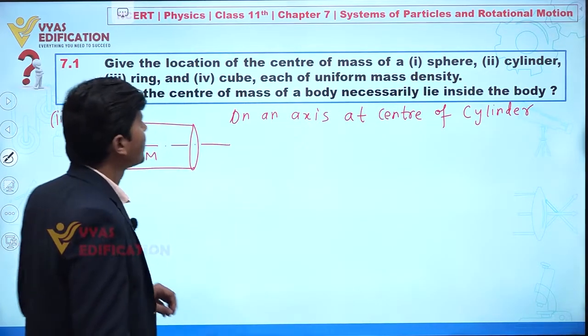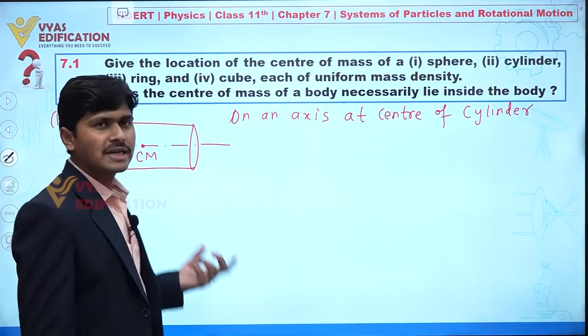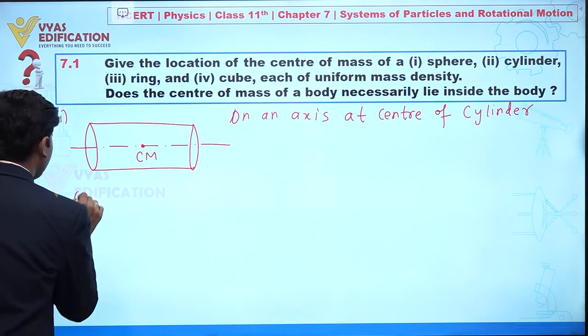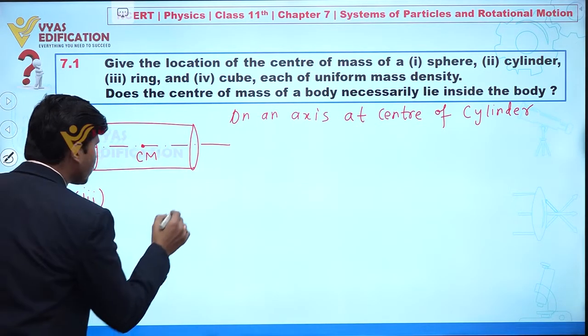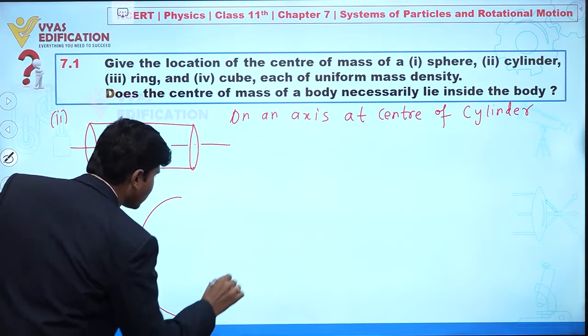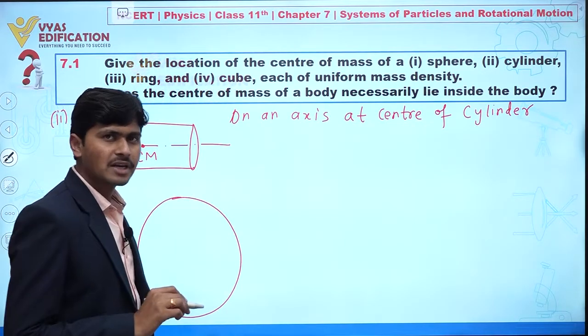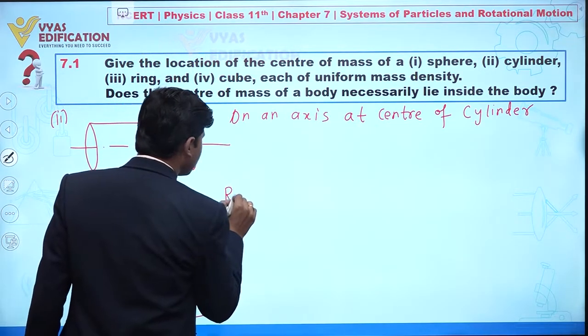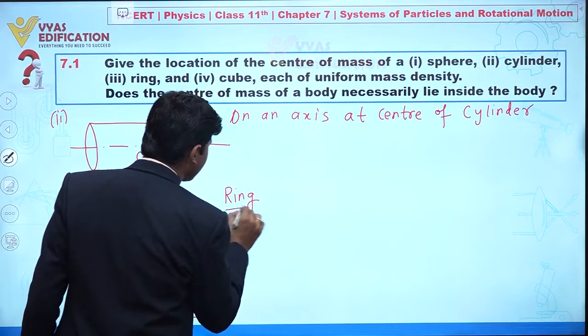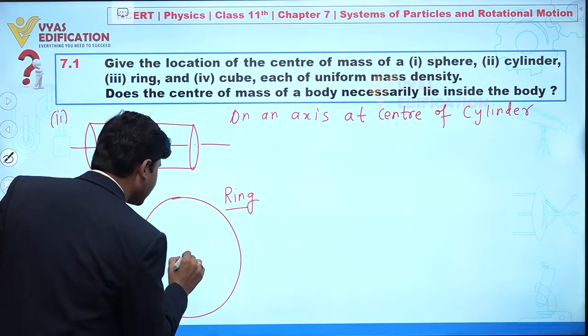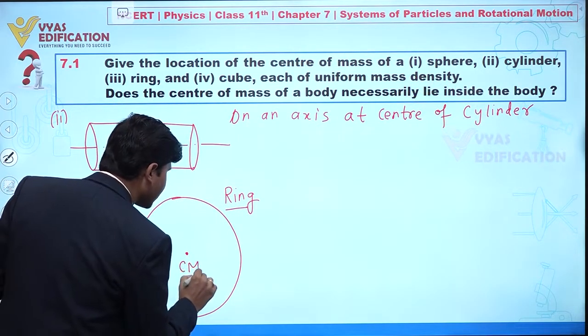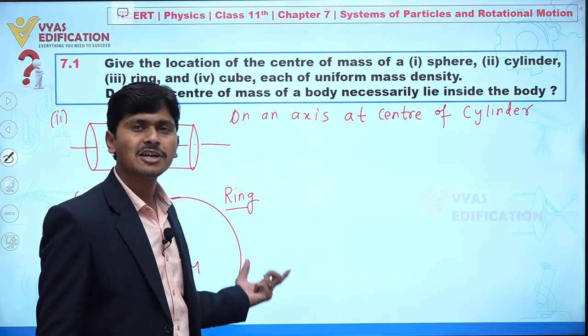Now if we talk about the center of mass of a ring, let's suppose I am assuming this is a ring. For this ring we have the center of mass at its center. So I can say the center of mass I will find at the center of this ring.